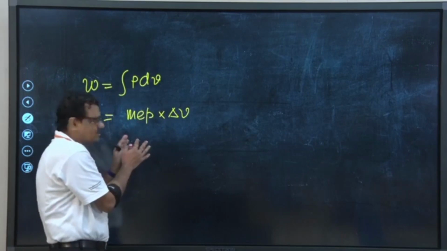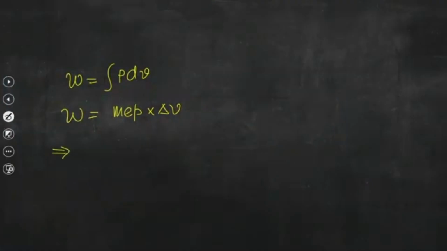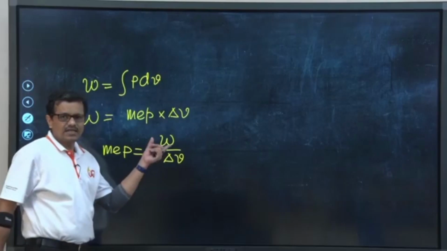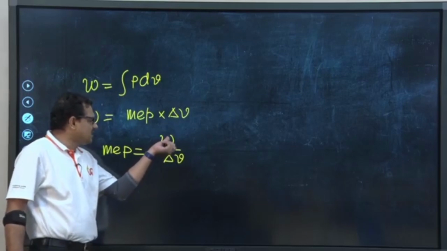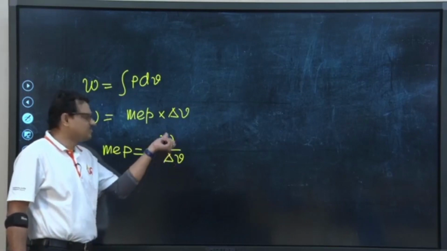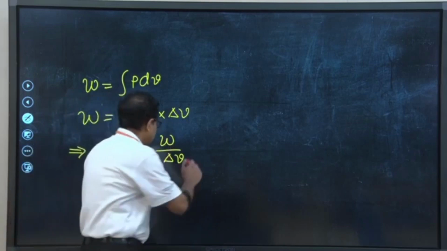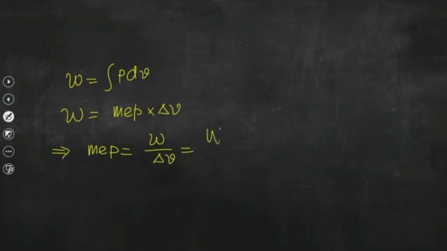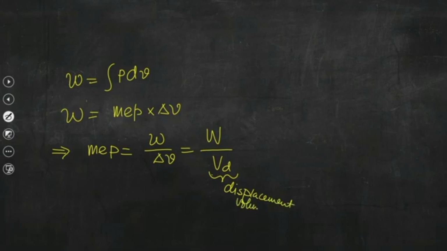Instead we can write this, and from there we can write the mean effective pressure equal to W by delta V. So, you can see that we have written both the quantities, in numerator and in denominator, in their specific form. We also can write like this, W by V d. So, this is basically the displacement volume.